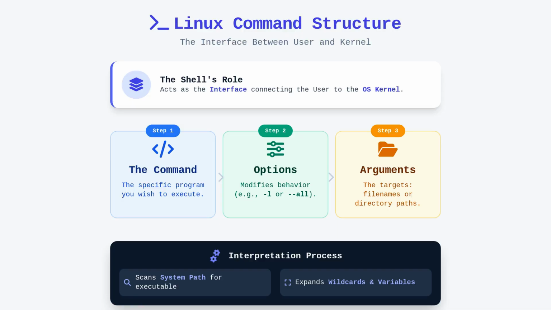Your shell interprets these strings by scanning the system path for the executable and then expanding wildcards or environment variables before passing the final data to the process. This rigorous structure ensures that the system understands your intent, whether you are simply viewing file metadata or performing complex administrative tasks deep within the directory hierarchy. By mastering this syntax, you remove the guesswork from your daily terminal interactions and begin to treat the command line as a precise tool rather than a cryptic mystery.